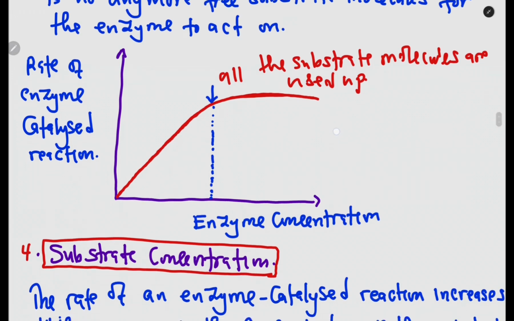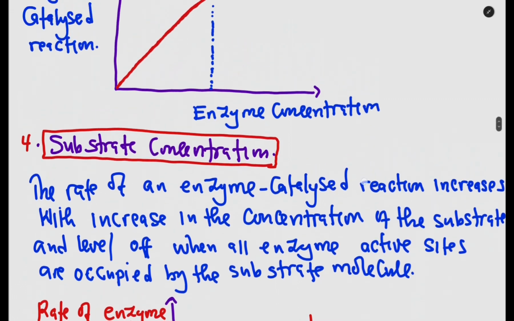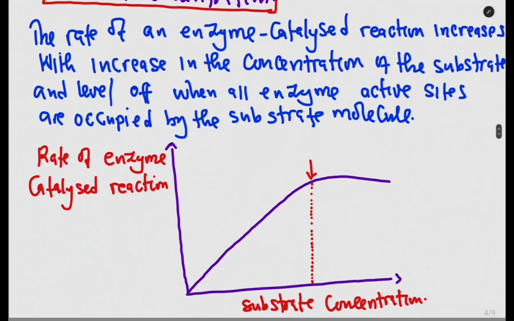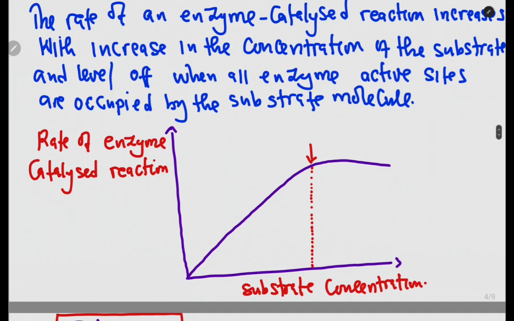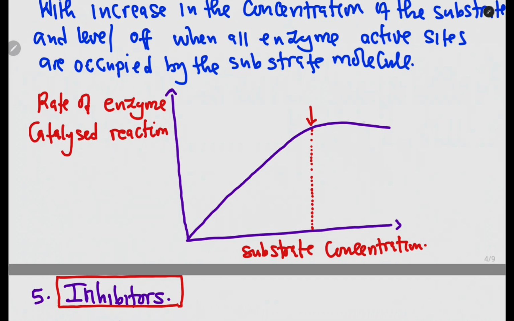All right. The other one that we can look at is substrate concentration. The rate of an enzyme catalyzed reaction increases with increase in the concentration of substrate, until the level where all the enzyme active sites are occupied by substrate molecules. So this time around, you are holding the enzyme constant, and you are increasing the concentration of the substrate. This occurs much like enzyme concentration. As we increase the concentration of substrate, the reaction continues increasing until the point where all enzyme active sites are occupied. Okay, so that is how it looks graphically.